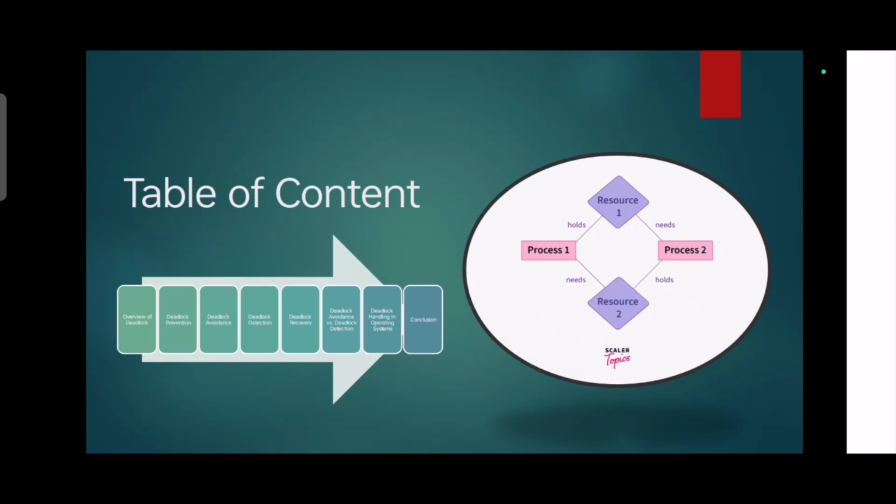So these are the topics we will be covering in this video. We will be studying the overview of deadlocks, deadlock prevention, deadlock avoidance, deadlock detection, deadlock recovery, deadlock avoidance versus deadlock detection, deadlock handling and operating system, and in the end we will learn about all the important key points as a conclusion. So let's start this video.